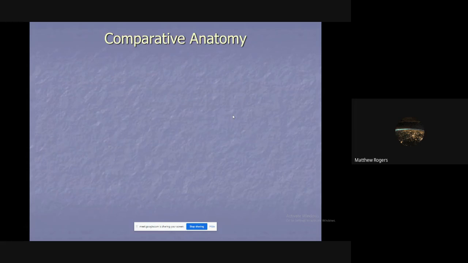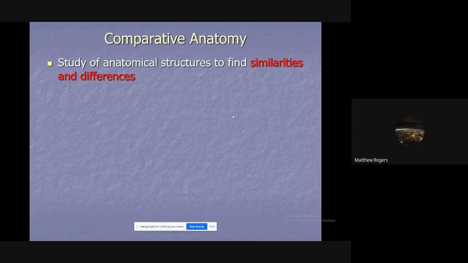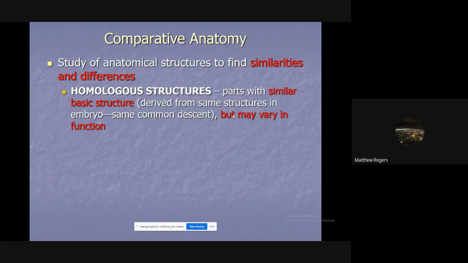Next one, comparative anatomy. Comparative anatomy is the study of anatomical structures to find similarities and differences. What that means is we're going to look at the structure of a living thing or something that has been extinct and compare it to other things' structures. There's three kinds of structures we're going to look at exclusively, probably, in this class.